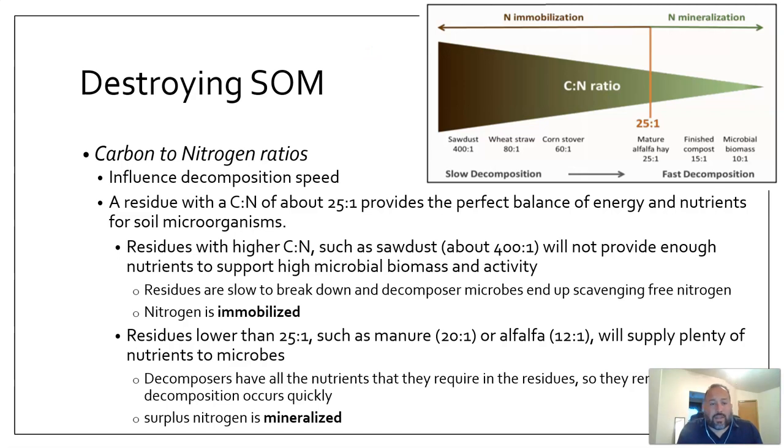The other way to destroy soil organic matter is if our carbon to nitrogen ratios aren't where they need to be. And this really influences decomposition speed. So a residue with a carbon to nitrogen ratio of 25:1 is the perfect balance, as we can see in this graphic on the top right. It's the perfect balance of energy and nutrients for the soil microorganisms.